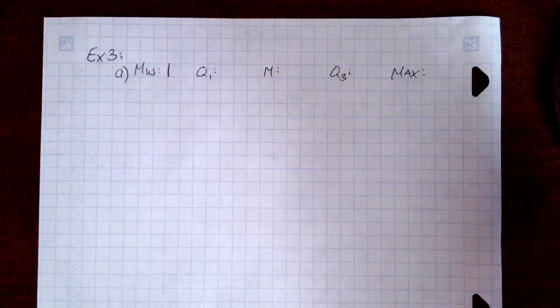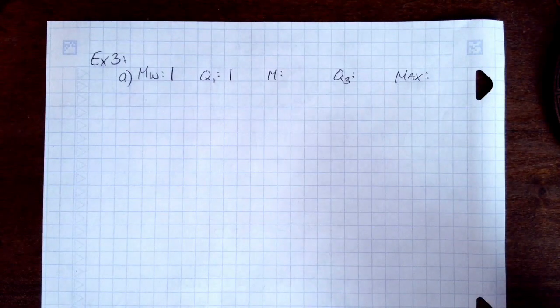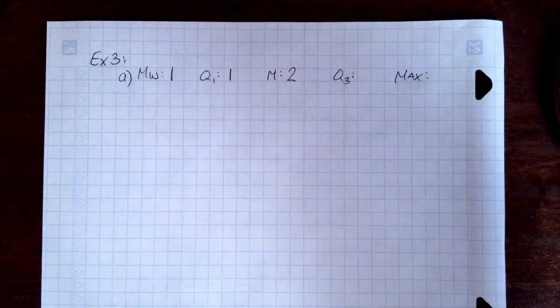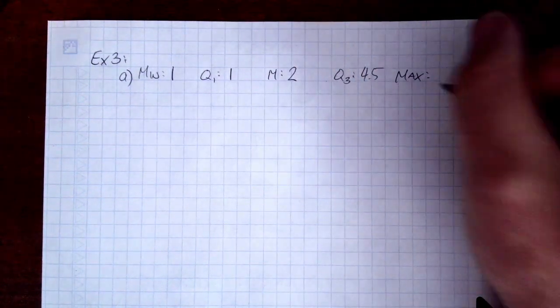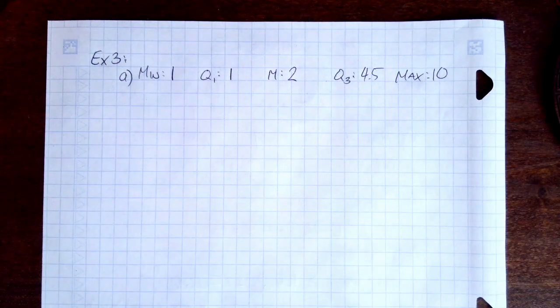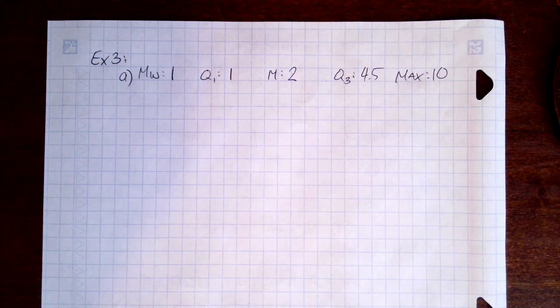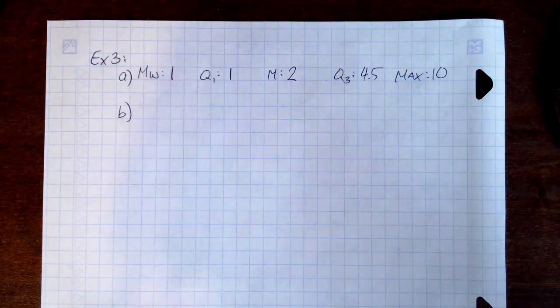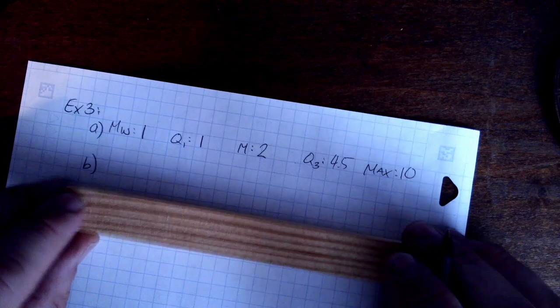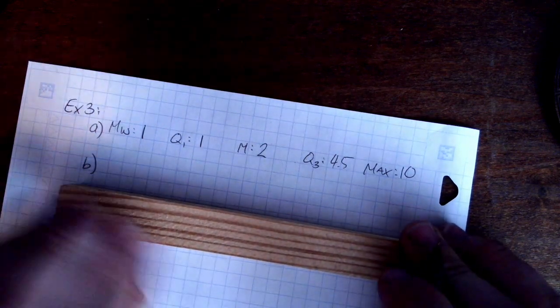Get this up so I can read it. Quartile 1 was also 1. That does happen from time to time. Our median number of points was 2. Quartile 3 was at 4.5, and the maximum value, the highest number of points they scored, was 10. So now that we have our 5-number summary, let's make a box and whisker plot to get a look at that. So remember to get a straight edge of some sort.